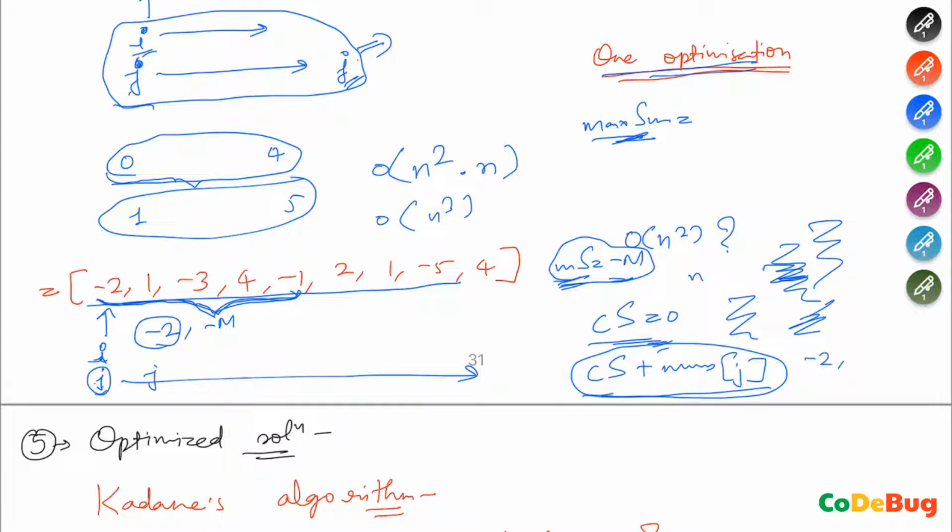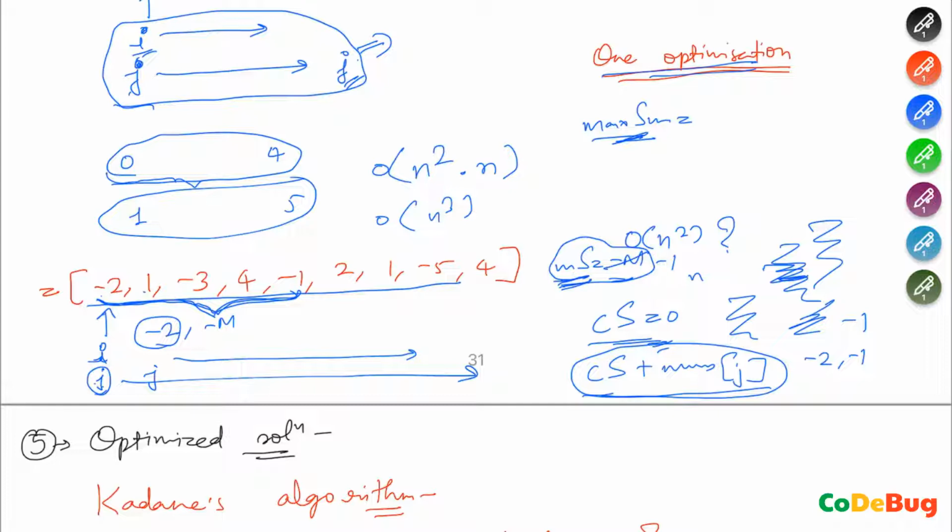Then my j is here, and I'll add -2 plus 1, so we have -1. Which one is greater? -2 and -1? -1 is greater, so ms will become -1. And this way we'll keep on going with the j till the end, and we'll update this maximum variable, right?